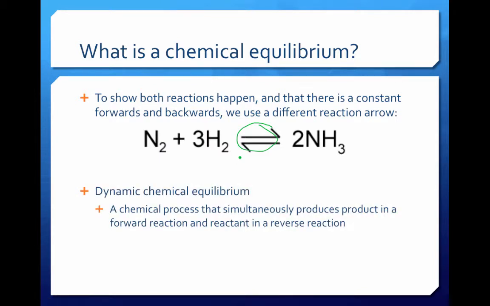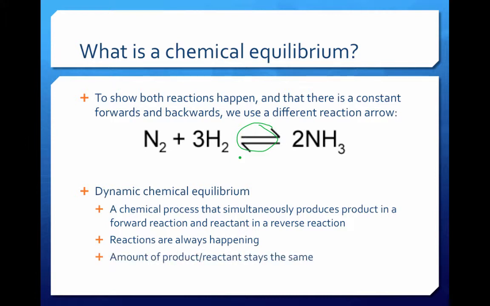That brings us to our official definition of what a dynamic chemical equilibrium is. It's basically any chemical process that simultaneously produces product in a forward reaction and reactant in a reverse reaction. And as a result, both reactions are always happening in this process. As soon as product is created, it breaks down to make reactants. As soon as reactants are present, they form products, and both of them are always happening.